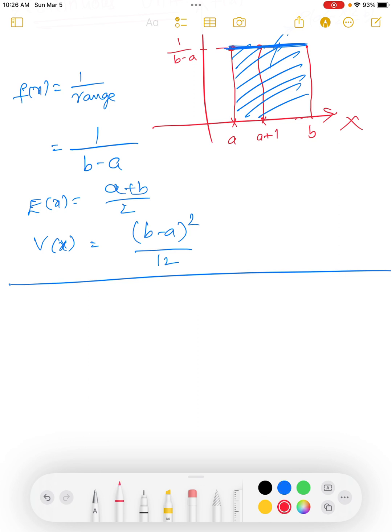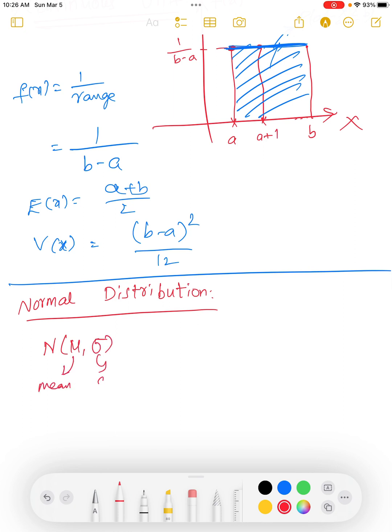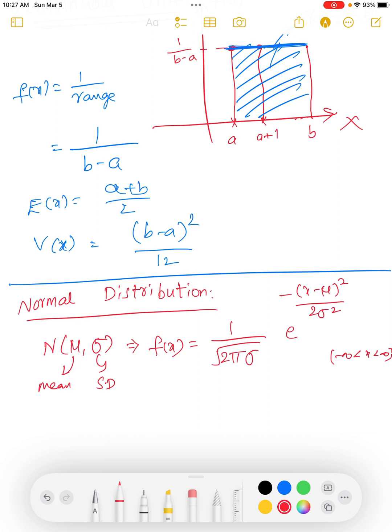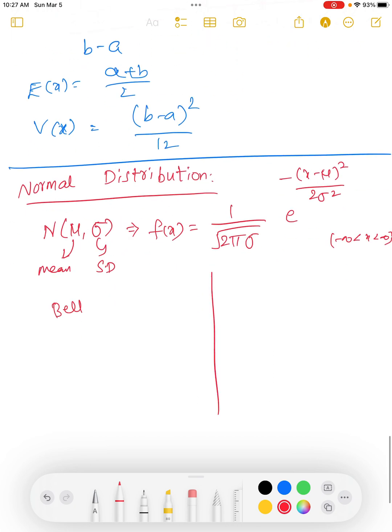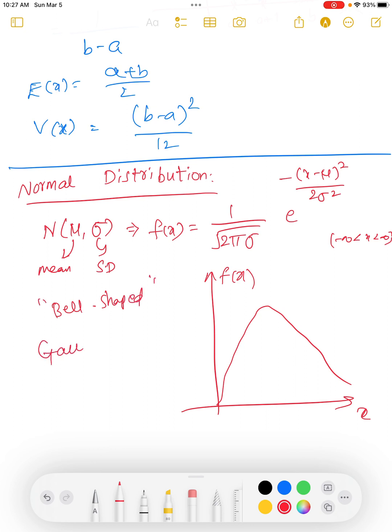So that is the continuous uniform distribution, and we'll go into the next distribution, which is very important, the normal distribution. The normal distribution is denoted by N of nu, sigma. Nu is the mean, sigma is the standard deviation. f of x is equal to 1 by root of 2 pi sigma e power minus x minus nu whole square divided by 2 sigma square. It is a bell shaped curve. When we draw a curve between x and f of x, you will get a curve like this. This is called the bell shaped curve, or another name is the Gaussian distribution curve.